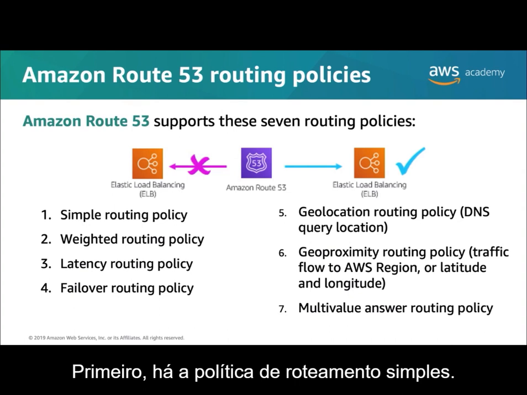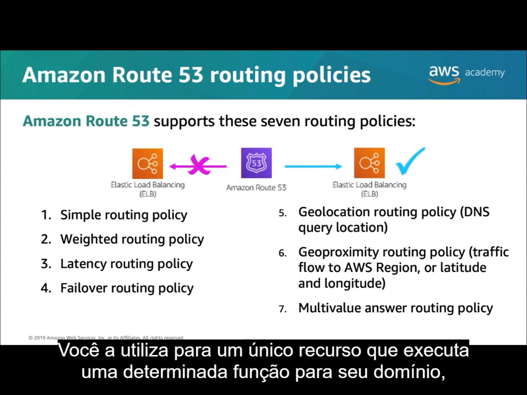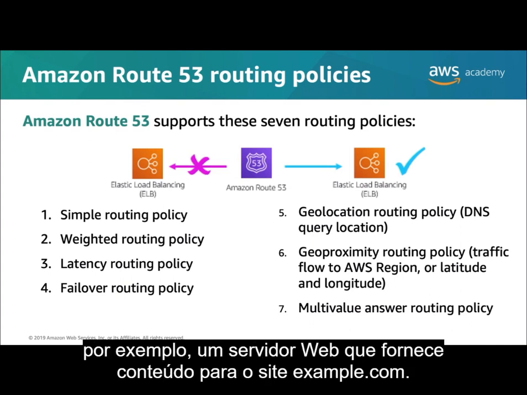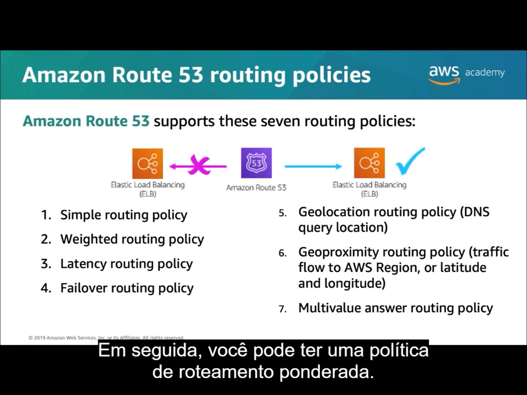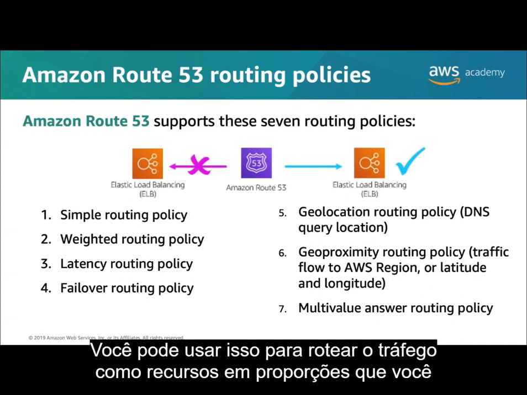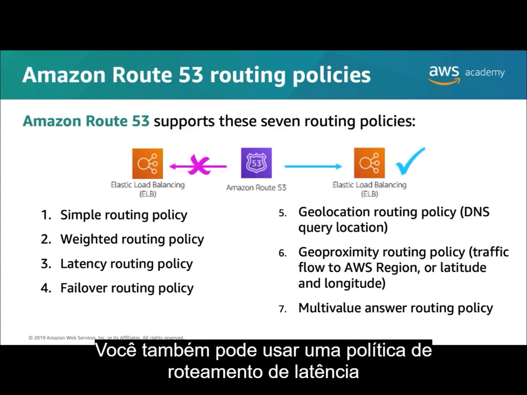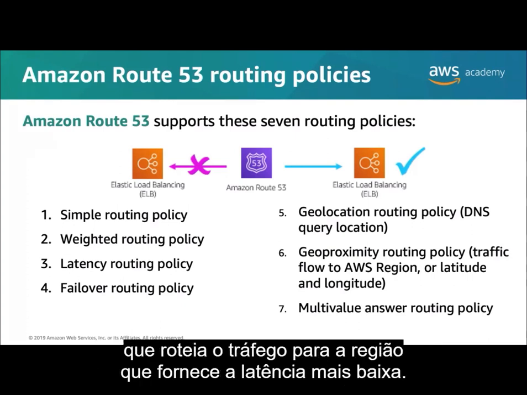First, there's the simple routing policy. You use this for a single resource that performs a given function for your domain. For instance, a web server that serves content for the example.com website. Next, you can have a weighted routing policy. You can use this to route traffic to multiple resources in proportions that you specify. You can also use a latency routing policy, which routes traffic to the region that provides the lowest latency.